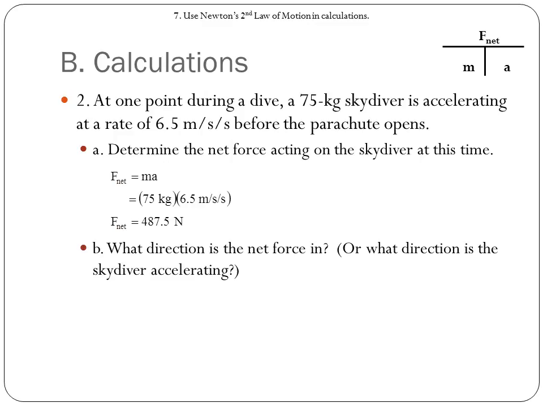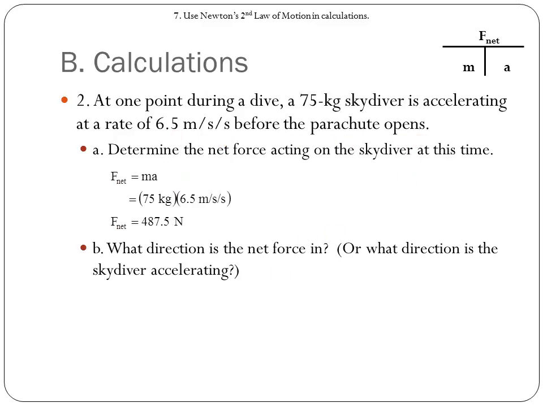Question B. What direction is the net force in? Or we could also ask the same question by asking, what direction is the skydiver accelerating? Now, there's no information given to us as far as what exact forces are acting on the diver. However, if we just use some common sense, we can probably figure this out fairly easily. Notice we're told that this acceleration is occurring before the parachute opens.